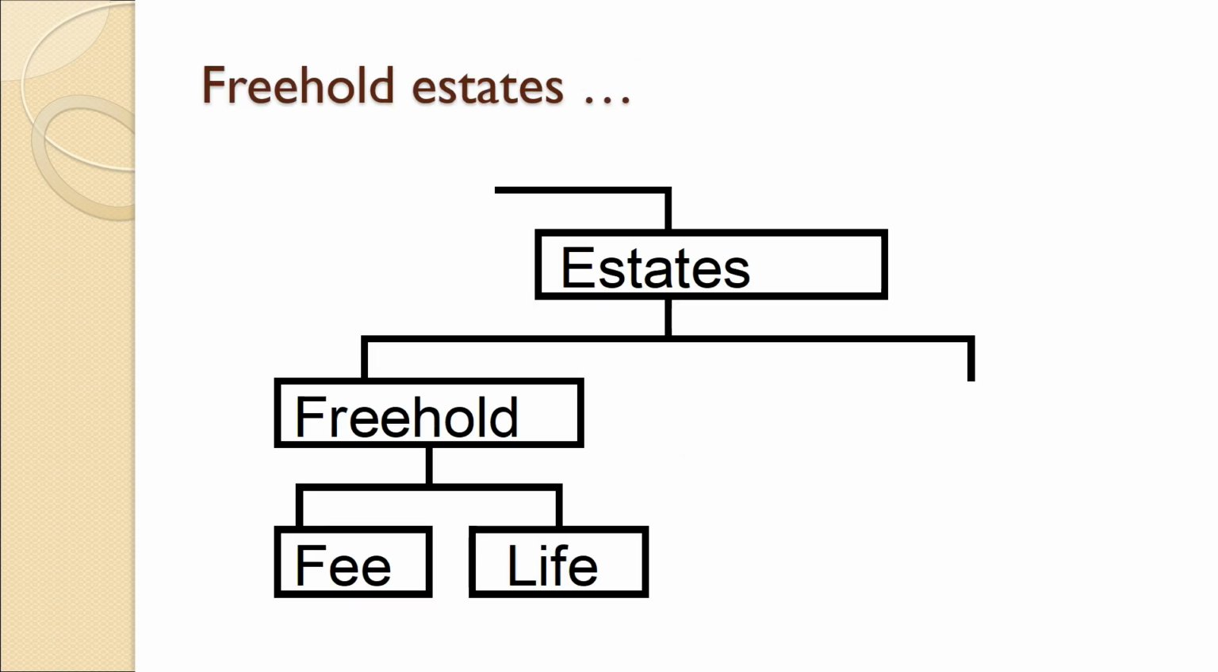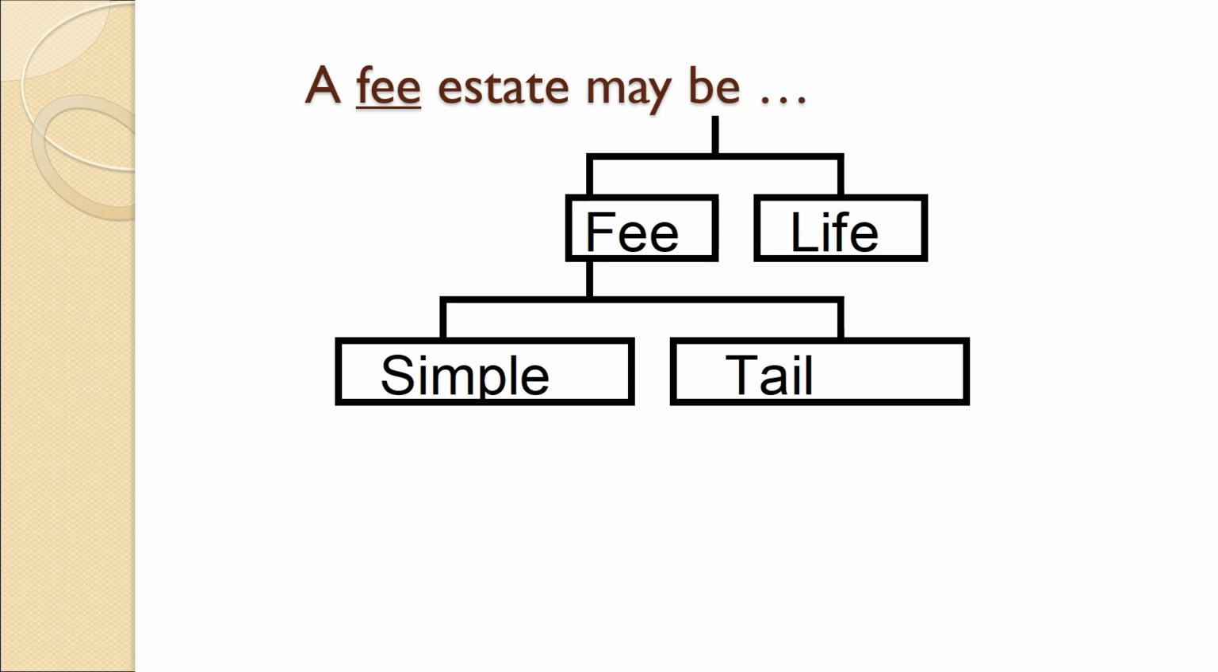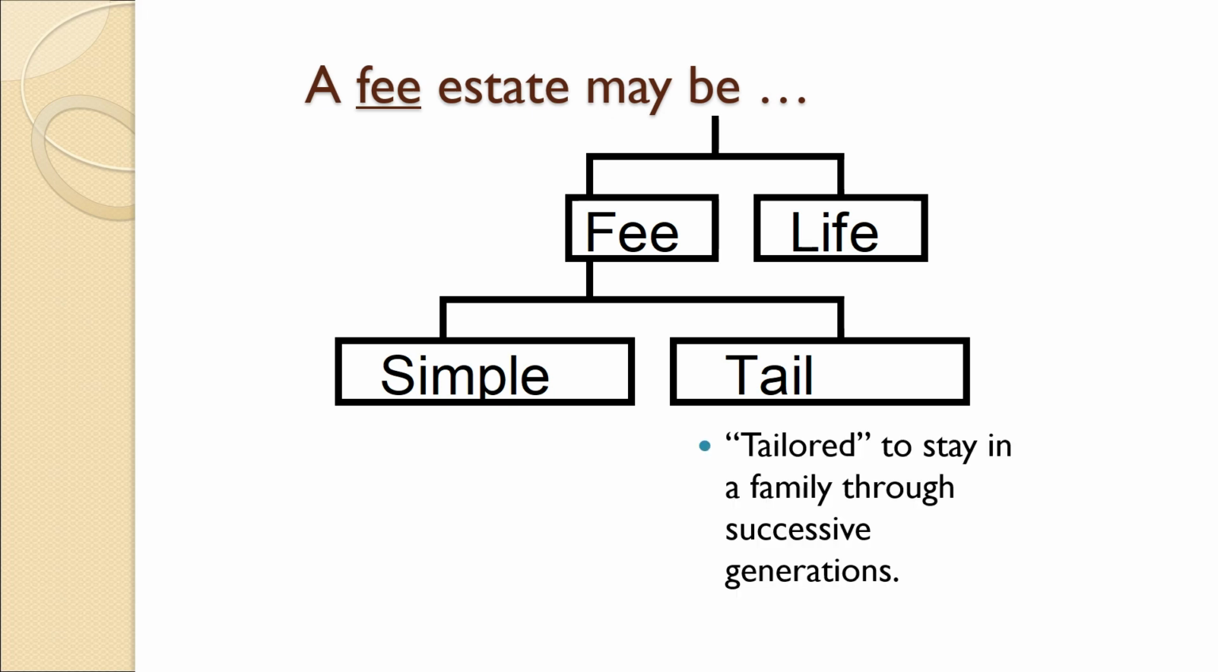The freehold estates are divided into two big categories, the fee estate and the life estate. So a freehold might be a fee estate, which means it has uncertain or potentially infinite duration, or it might be a life estate, which is measured by a human life. In other words, it will end when somebody dies. A fee estate is divided into two possible categories as well. A fee estate might be a fee simple, or it might be a fee tail.